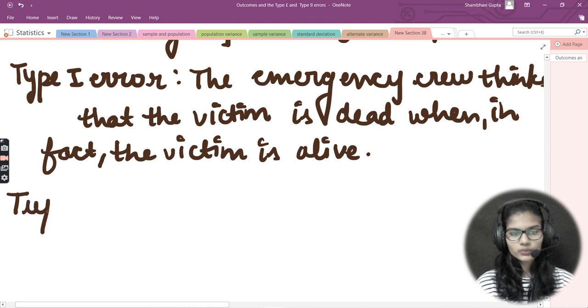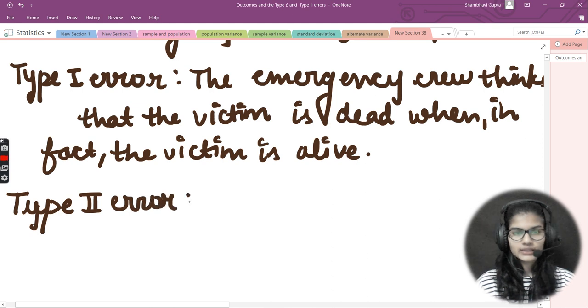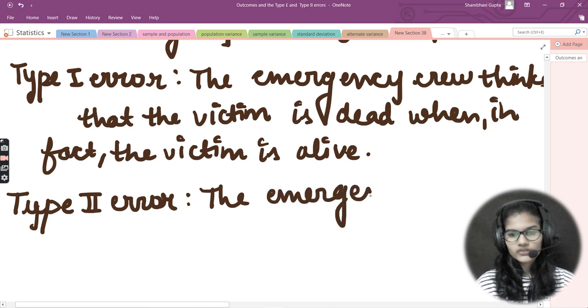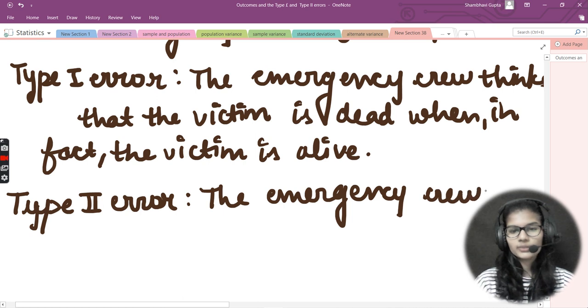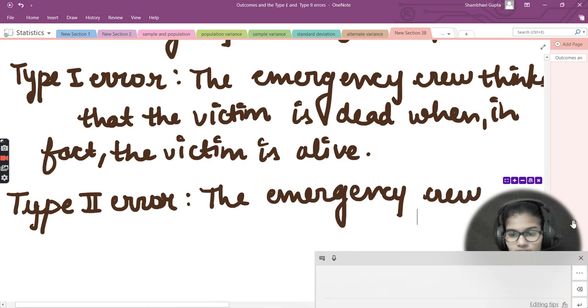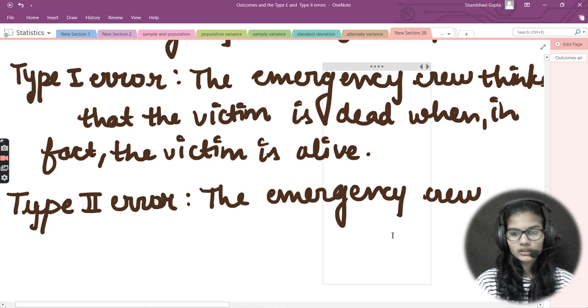Now if we move towards the type 2 error, here goes the type 2 error like this. My type 2 error says the emergency crew, let me calm down so that I can write the things properly. Let me close this as well.